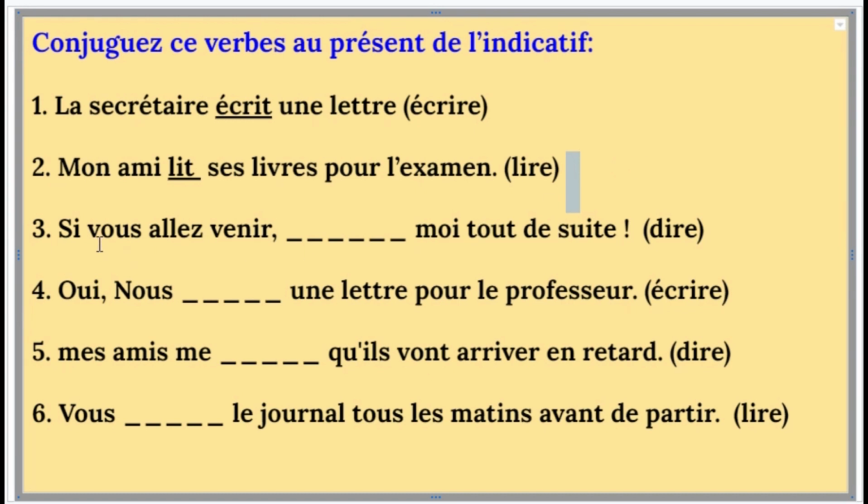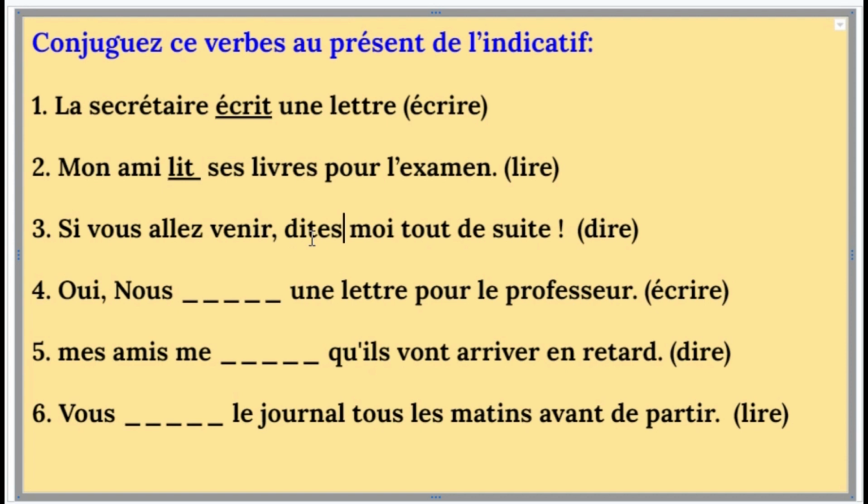The third one, si vous allez venir, if you are going to come, dash moi tout de suite. Now, dire is the verb to say, okay? If you are going to come, tell me straight away. Just tell me instantly. So, vous is the pronoun. Si vous allez venir, what is the conjugation of dire according to the pronoun vous? So, we are going to have dites-moi, okay? Si vous allez venir, dites-moi tout de suite. If you're going to come, please tell me instantly.